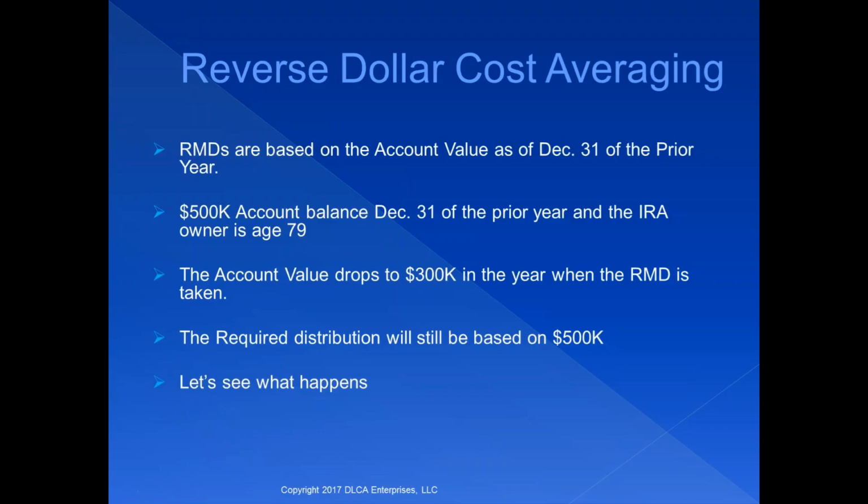Now let's go back to 2008. Unfortunately, during that year, that account dropped to $300,000 during the year that the RMD was taken. Well, guess what? The required minimum distribution is still based on the account balance as of December 31st of the prior year, so it's going to be based on $500,000. Let me show you what happens.